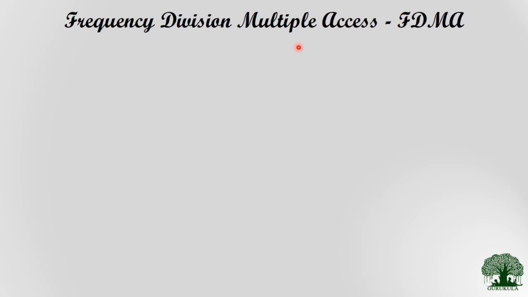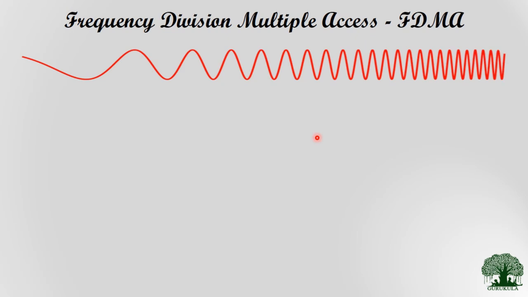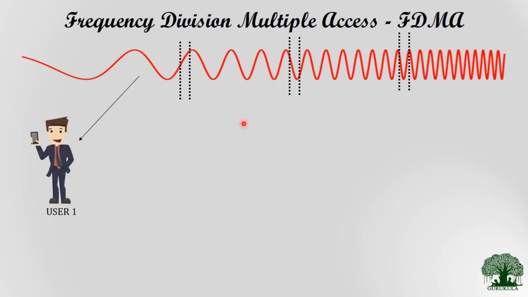The multiple users here in FDMA are handled by taking the entire radio spectrum that is available. Let us consider that this is the entire radio spectrum available for the communication system, and it will be further divided into several frequency ranges. This will act as a particular frequency range, this as a separate frequency range, and this is separate and this is separate. When it is divided, each frequency range will be allocated to different users like this.